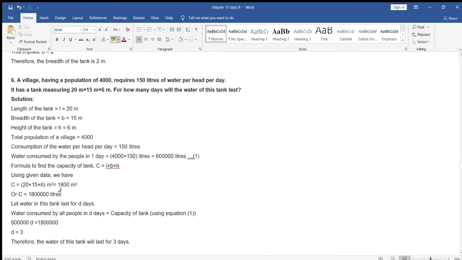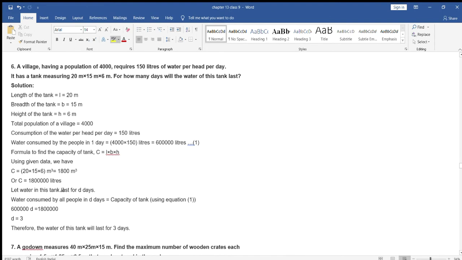In question number 6, what is given to us? Just have a look at the question. In a village, the population is 4,000 and it requires 150 liters of water per day. In a day, the requirement of water is 150 liters. One more thing is given: the measurement of a tank in the village. Now the question is, for how many days will the water of this tank last?